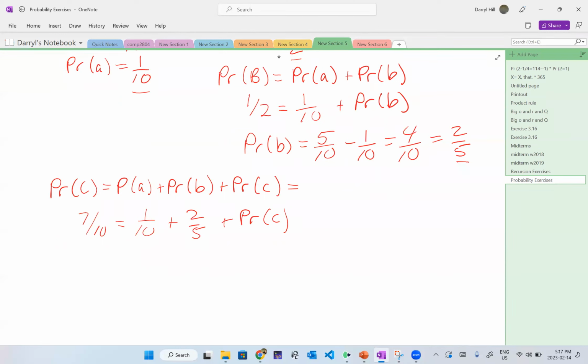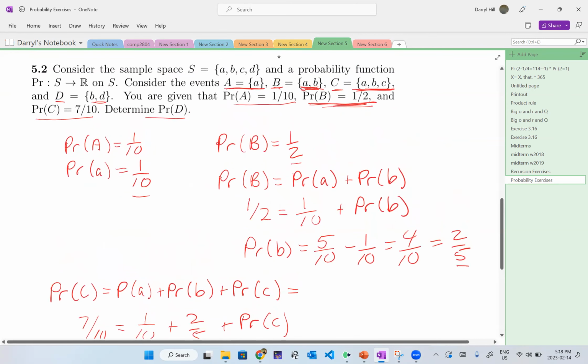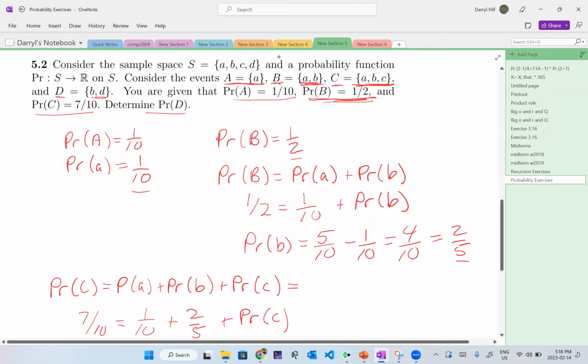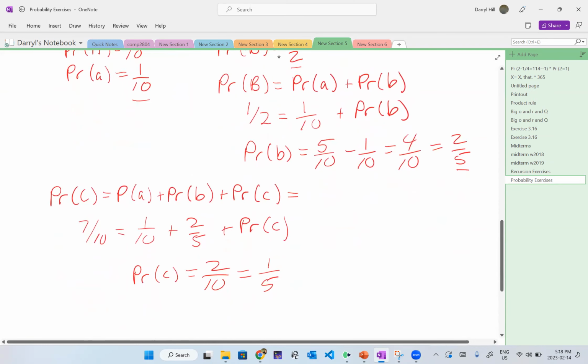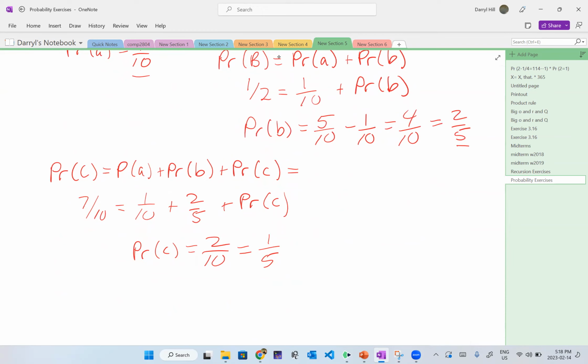So yeah, probability of c is equal to 2/10, or 1/5. Okay, just a little bit of math there. Yeah, so now we need the probability of D. All right, so we have the probability of A, B, and C. How would we get the probability of D?